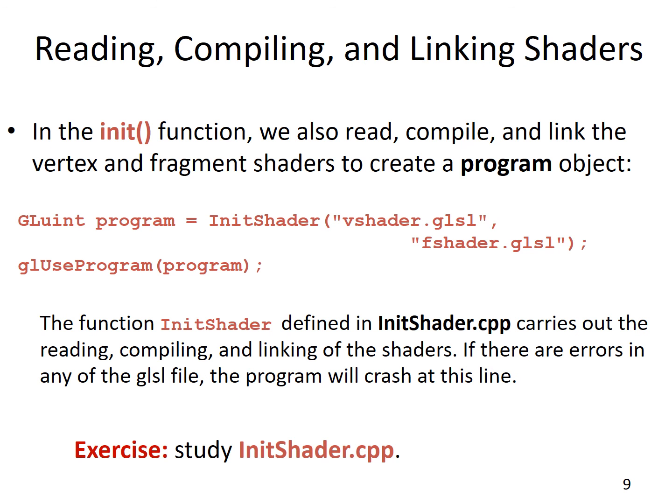Reading, compiling, and linking of the shader programs is done inside the initialization function. InitShader is a function that would compile the two shader programs and would link them. We pass on the identifier of these shader programs to OpenGL using the glUseProgram function. If there is an error inside our shader programs, our compilation would fail and we'll get an error at this line.